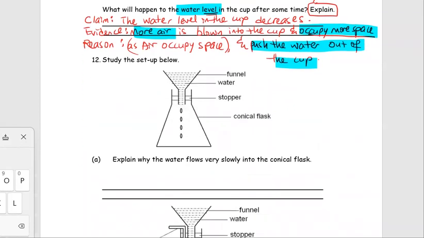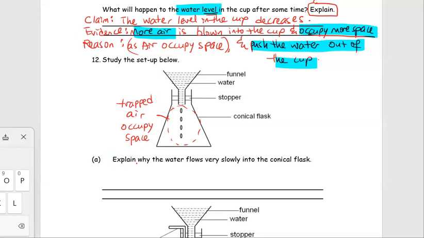Number 12. All right, so this is a funnel with water. Explain why the water flows in very slowly. Again, what is in the conical flask? There is air, and air occupies space. Right, air occupies space, but it's not just air, it is trapped air. The air has to be trapped for it to occupy space, right? Otherwise, it would just escape, and water can go in.